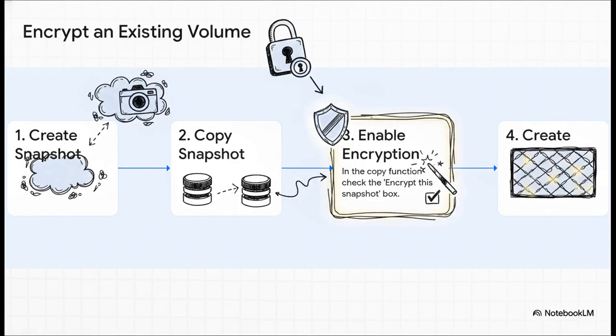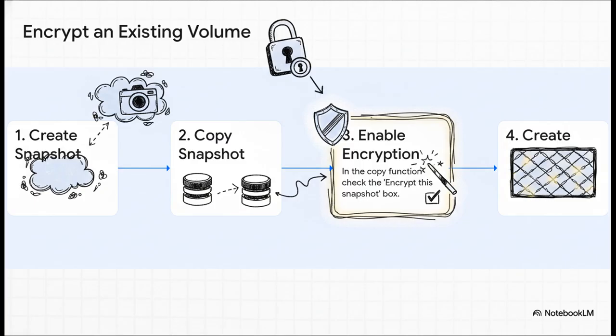Now here's a workflow you absolutely have to burn into your brain, especially for any AWS exam. You cannot encrypt an existing volume directly. Just can't do it. The only way is this little dance. You create a snapshot, you make an encrypted copy of that snapshot, and then you restore a new encrypted volume from that copy.